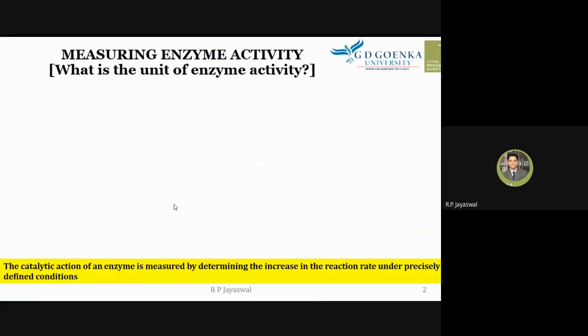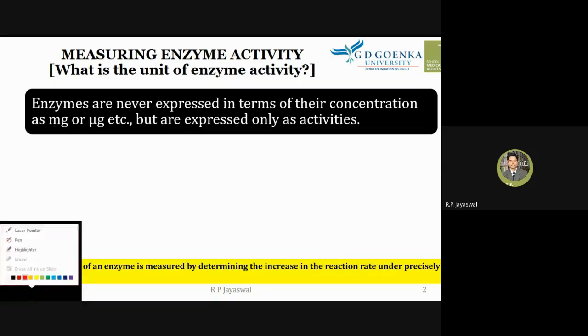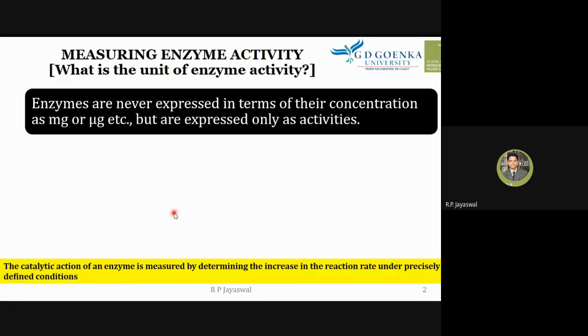Measuring enzyme activity. Here the topic we should know is what is the unit of enzyme activity. Enzymes are actually never expressed in terms of their concentration as milligram or microgram. You have to understand, like we express glucose in milligram per dL, hemoglobin in gram per dL, RBC count in million per cubic mm, and TLC count in thousand per cubic microliter. So these are the units given for different compounds.